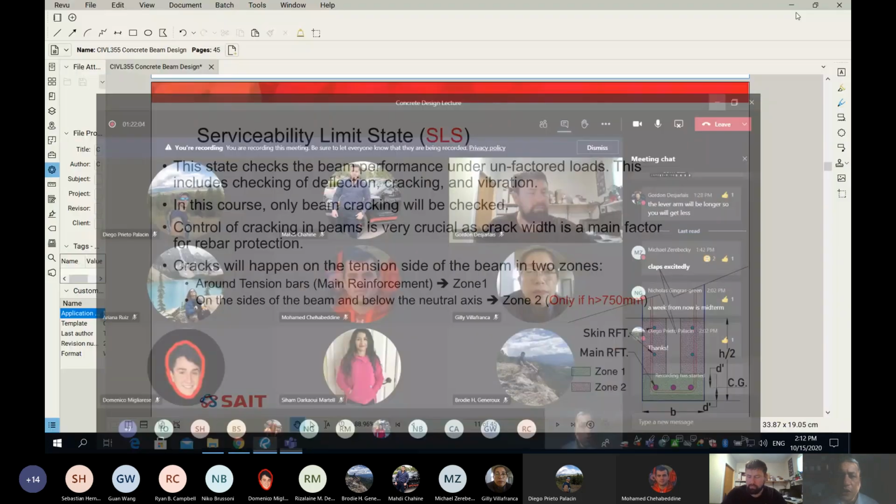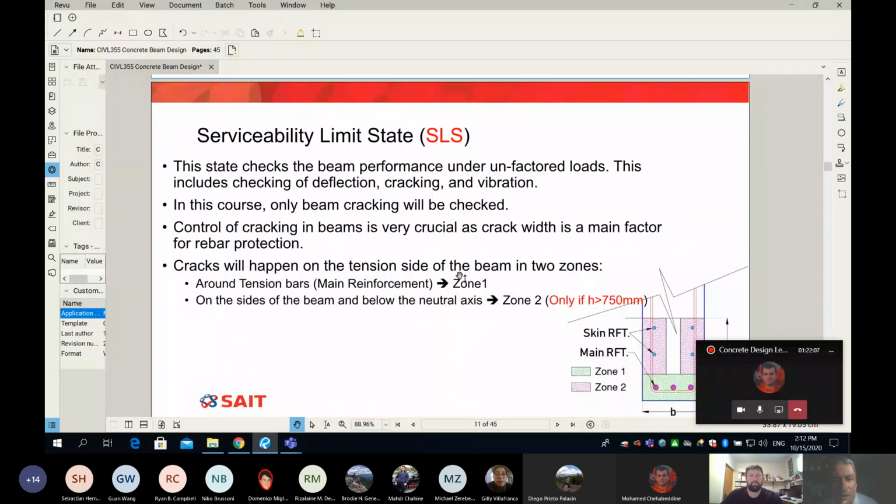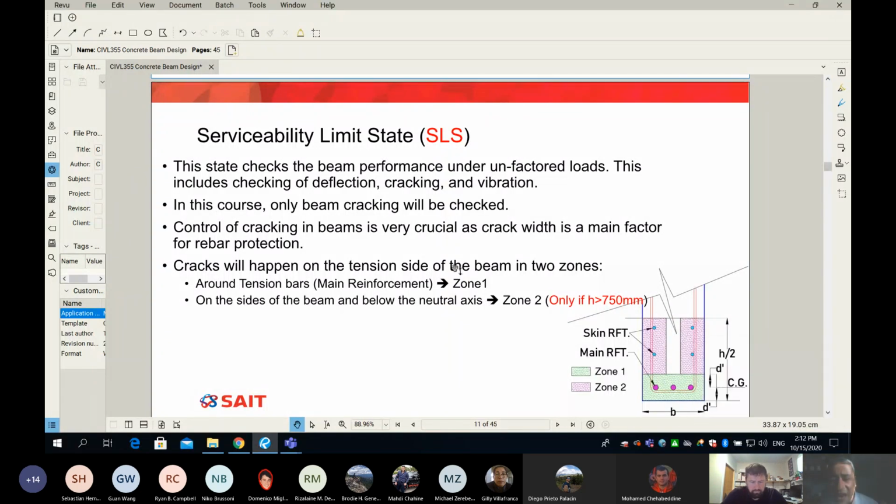And so for concrete, we have to do the same thing. We have to look at another state of the beam, which is not really at failure. However, it's every day. And when we say every day, we're talking about things like deflection, cracking, and vibration. So guys, I'll explain: in concrete, we do not check vibration.